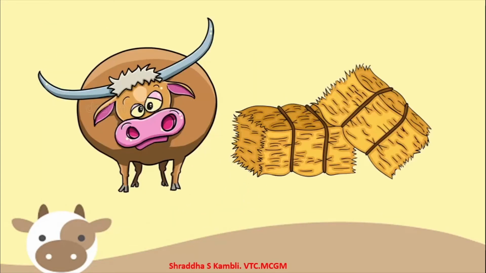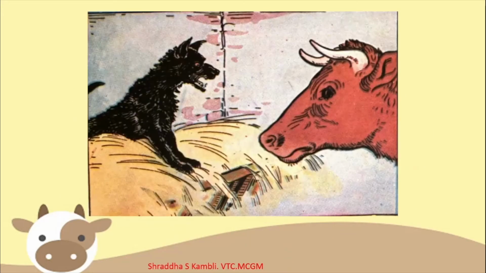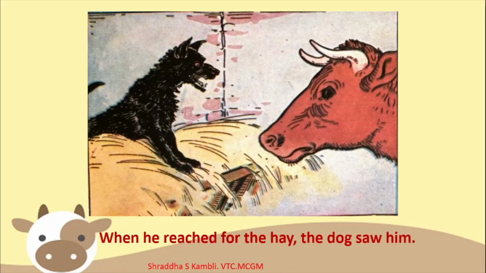But what did he see? He wanted to eat something. He stood in a stall and he was planning to eat the hay that was put in the manger for him. He said, yes, now come on, let me eat my food. And what is the food of the ox? It is hay or dry grass. So he planned that he would eat this hay now. But at the same time, what did he see? He saw that there was a dog there. And as soon as he started eating the hay, the dog saw him.